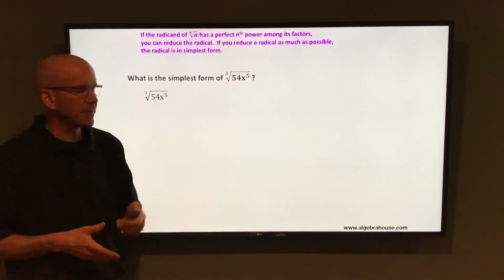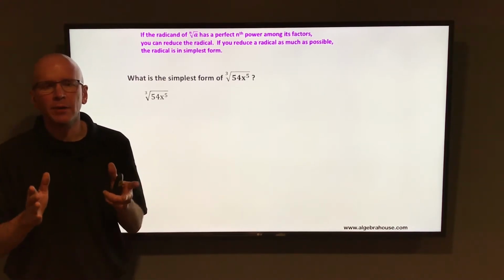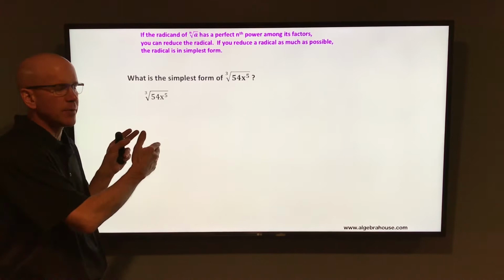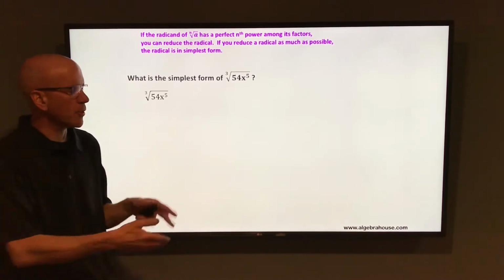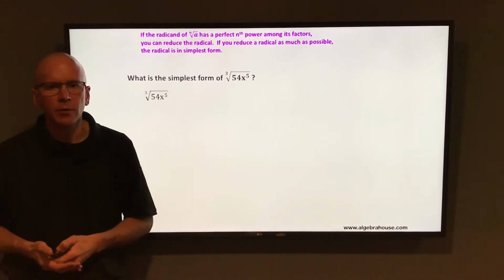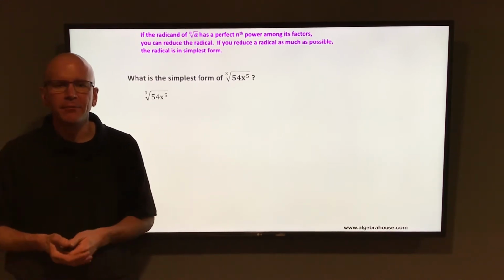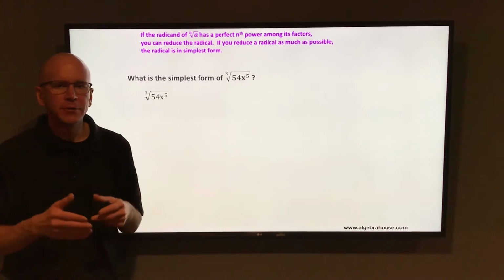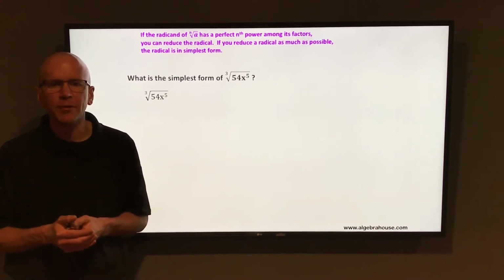Looking at the cube root of 54x to the fifth. So what we want to do here is break this down. We want to separate this into two radicals. We want to put all the perfect cubes together under one radical sign, everything else under the other radical sign. So think about that 54. Can you break that 54 into two numbers where one of them has a perfect cube root?